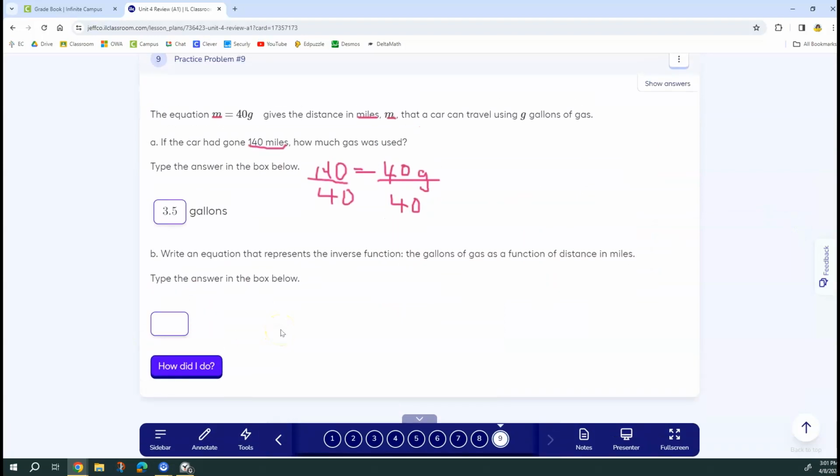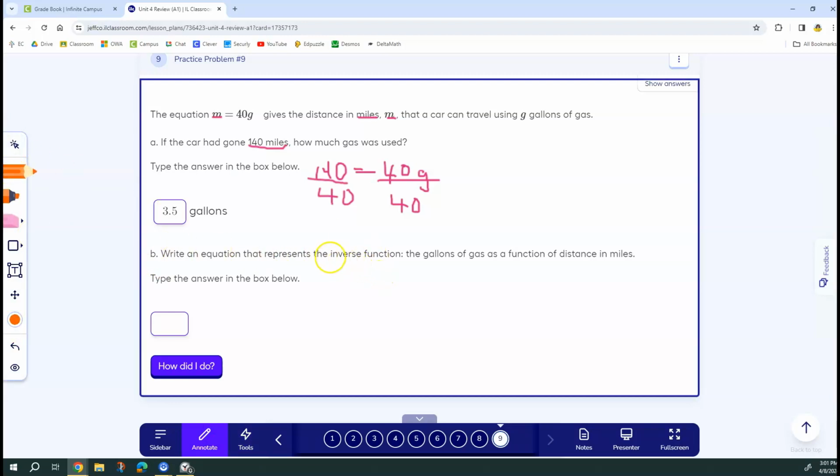Now part B, this might be a little bit confusing, only not really. So this is saying write an equation that represents the inverse function, the gallons of gas, as a function of distance in miles. All this means, this inverse function, right now the equation is solved for m. M is all by itself on one side of the equal sign, and it says m equals. We simply want to get this inverse function, we want to rearrange the equation so that g is all by itself. And you may think it sounds really challenging, but it's not.